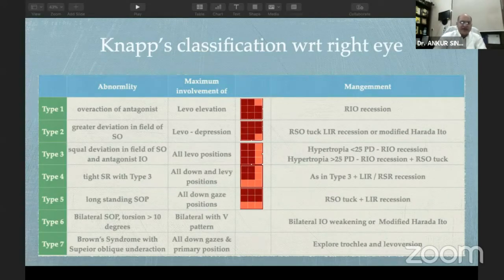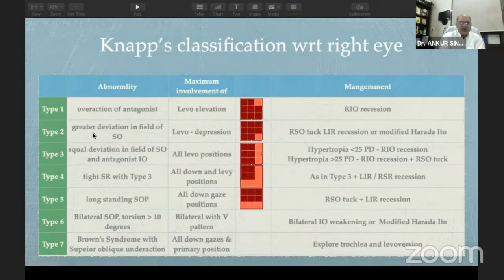Now, this is the NAPS classification which I have tried to modify, kind of tabularize. So NAPS divided various types of 4th nerve palsies from type 1 to type 7. The commonest ones seen are type 1 and type 2, and it is based upon the abnormality which we can see. So with respect to the right eye, if you talk about type 1, there is overaction of the antagonist, the only abnormality, that is the maximum deviation seen in the levo elevation. What is required is right inferior oblique recession.